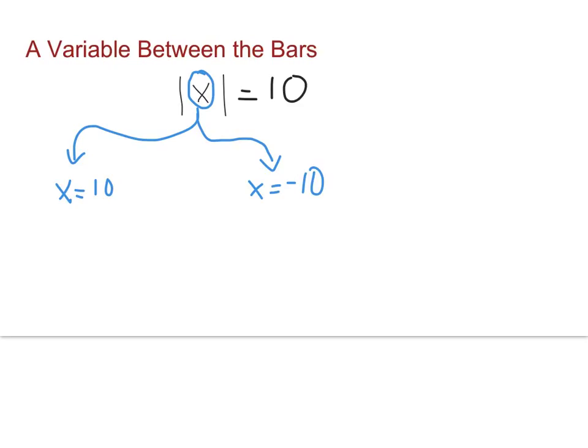And then, as you know, we like to write our solutions in set notation. And so in this case, we'd have two values of x that work, and that would be negative 10 and 10, so we have two values in our set. So that's the gist of the absolute value equations where there's a variable between the bars. Let's try another example.